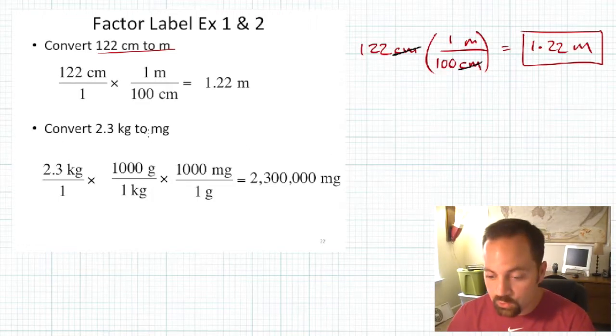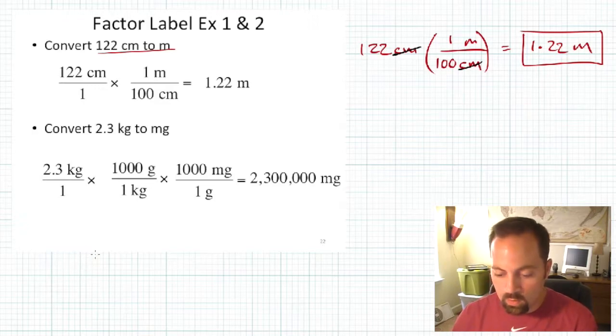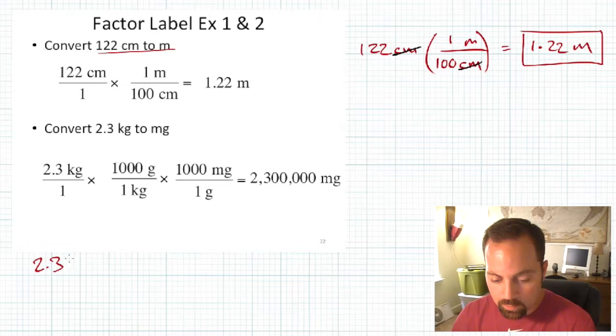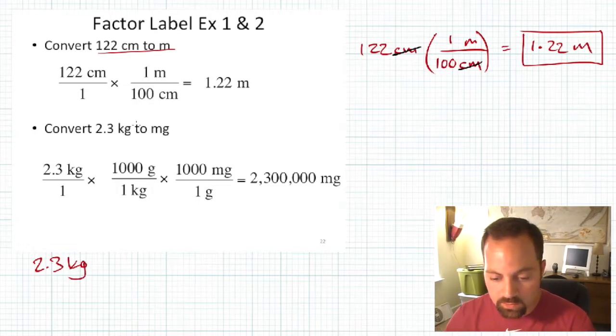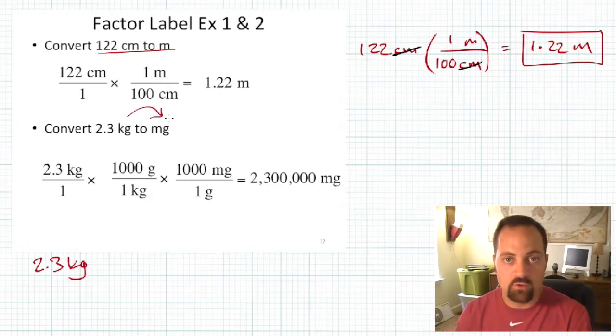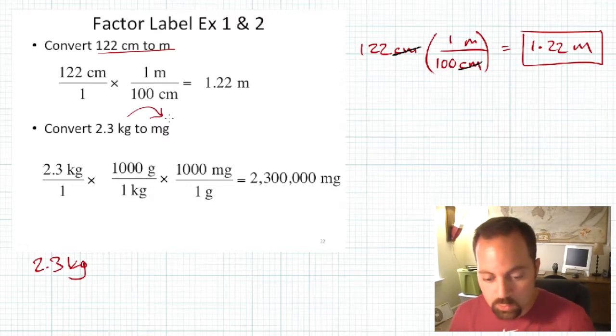Let's do this one over here. 2.3. Actually, I'll do this one on the bottom here. I've got a feeling I'm going to need a little more space. 2.3 kilograms. And I want to convert that to milligrams. Now, if you know your metric conversions, you may know that kilograms to milligrams is on the order of 1 million, but we're actually going to do this in 2 steps here.